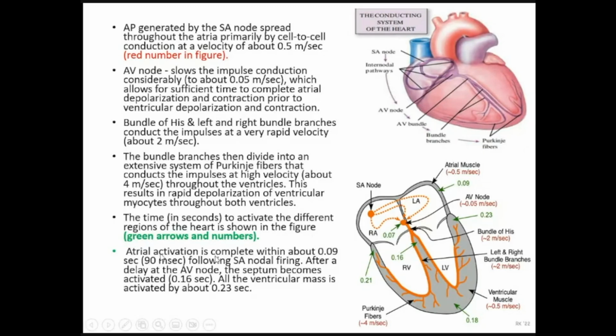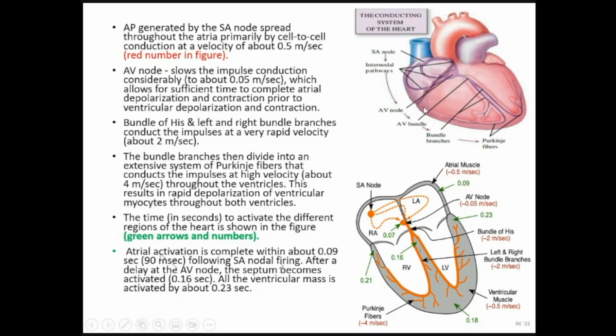Atrial activation is complete within about 0.09 second, which is 90 milliseconds, following SA nodal firing. After a delay at the AV node, the septum becomes activated at about 0.16 second. All the ventricular mass is activated by about 0.23 second. See all these things: 0.23, 0.09 and 0.16. This is the total.